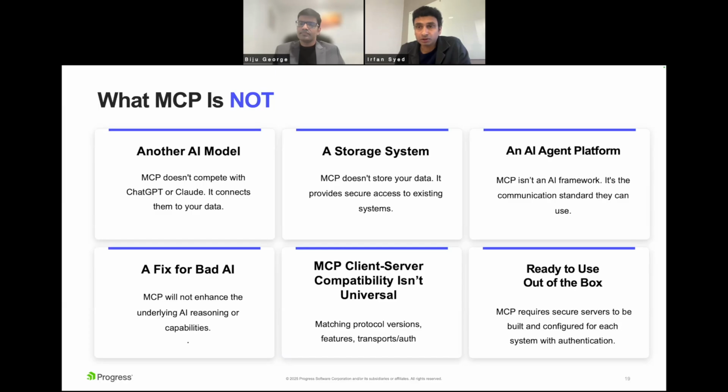Ready to use out of the box. That is not completely true. MCP is just a protocol where they provide you a bunch of SDKs, and there are many libraries that are built based on MCP. It's up to us to implement this as part of our solution, as part of a product, expose them as MCP servers, and then build the MCP or AI level application to go and interact with MCP.